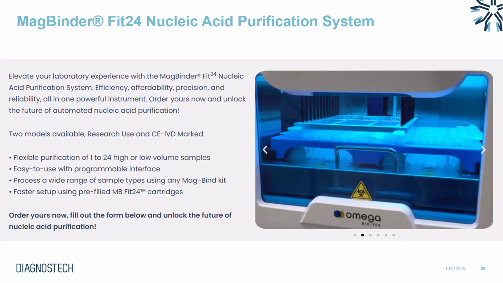It is called the MAG binder FIT24 nucleic acid purification system, and efficiency, affordability, precision and reliability is what it stands for. It's an all-in-one powerful instrument. There are two models available, one for research use and one for CE-IVD. And yeah, I would say it's comparable to a Maxwell extraction system. It's also magnetic based, and it can process between 1 and 24 samples at a time.